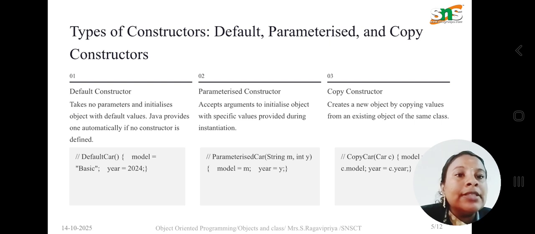The next one is the parameterized constructor. It accepts arguments to initialize the object with specific values provided during instantiation. The constructor will take arguments as parameters while the constructor is called. Then the copy constructor. The copy constructor creates a new object by copying values from an existing object of the same class.